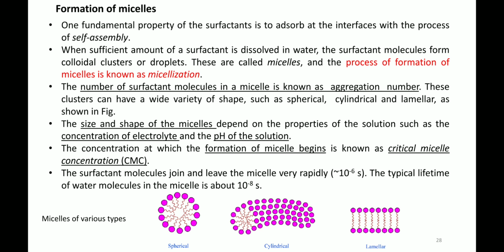The concentration at which the formation of micelle begins is known as critical micelle concentration. So this is CMC. The minimum concentration which is required to generate a micelle is called critical micelle concentration. Below that, if you supply less concentration, then there is no formation of micelle.